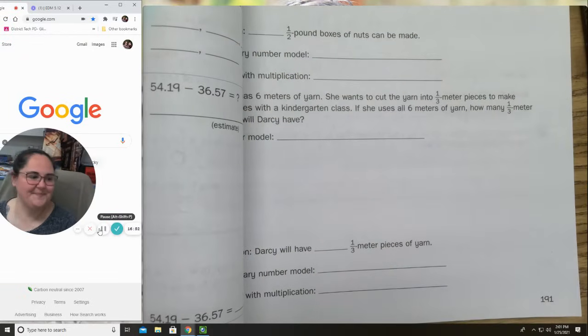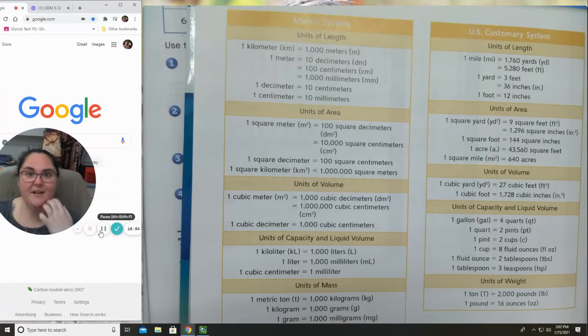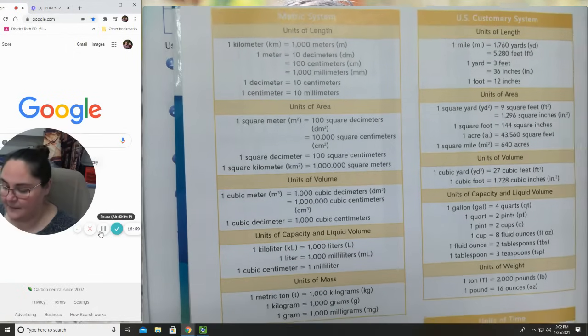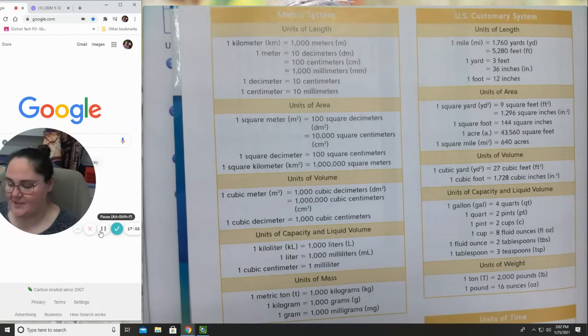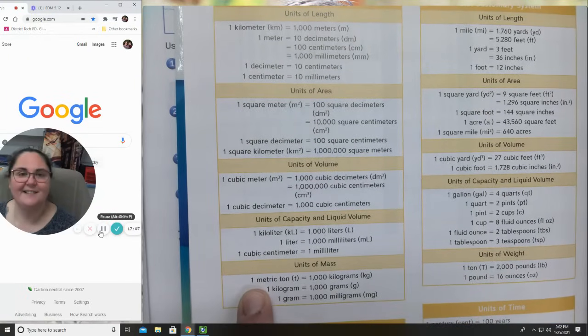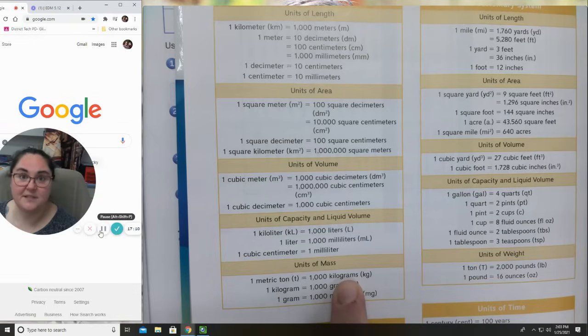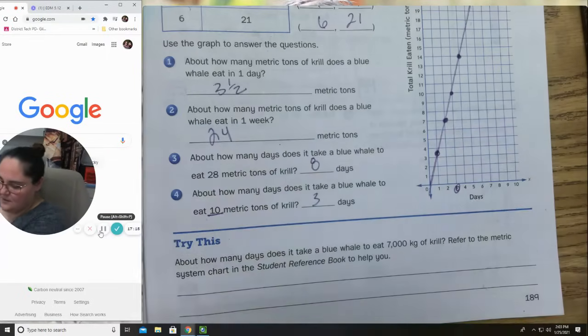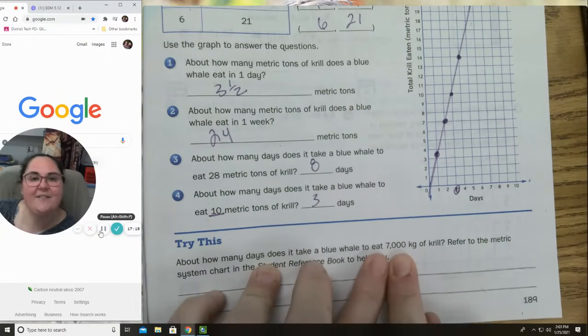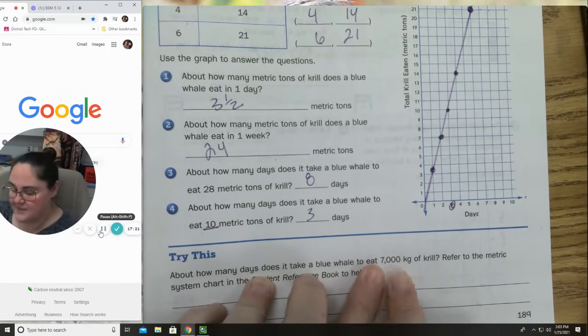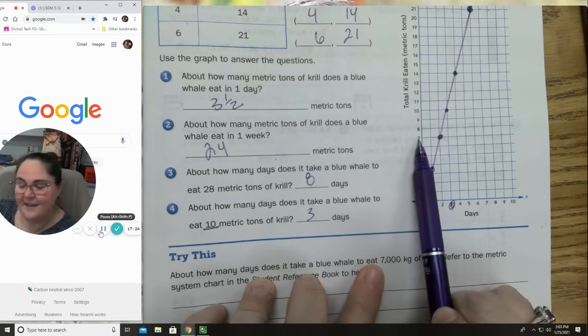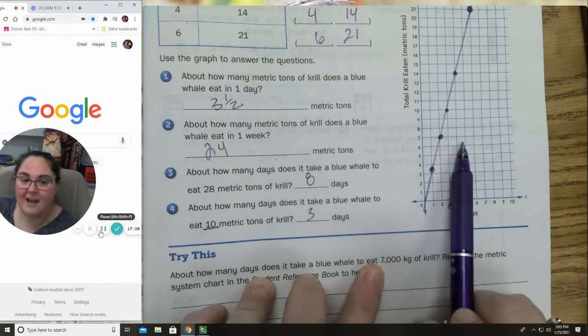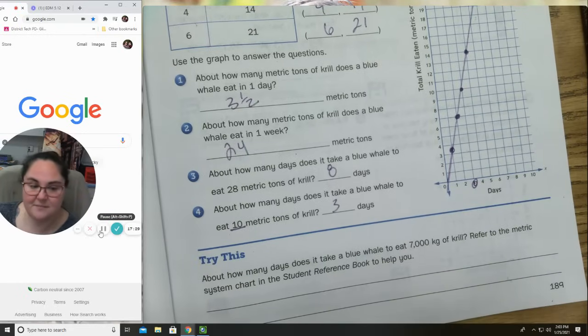Hold that thought. All right, so in our student reference book, again, if you want access to this, it is on the Everyday Math Online, but here you go. We have our metric system with length, area, volume, and mass. So 1 metric ton right here is how many kilograms? 1,000. So how many does it take to get 7,000 kilograms? Well, 7,000 kilograms is the same thing as 7 metric tons. How long did it take to get 7 metric tons? 2 days.